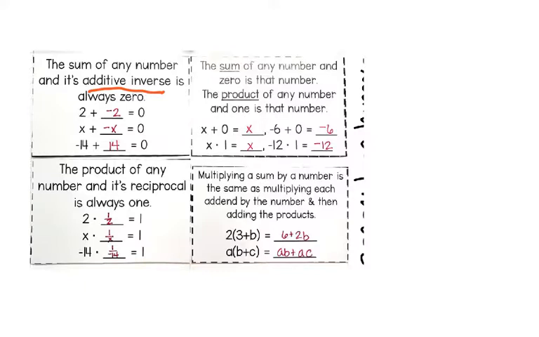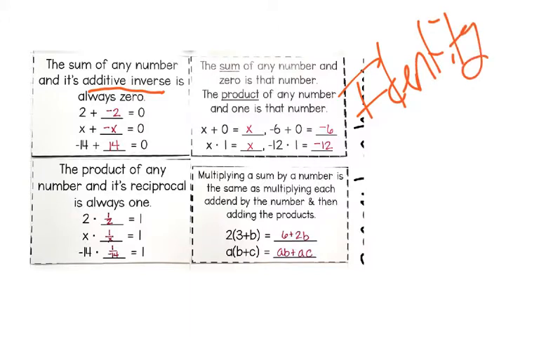Okay, so here we have the sum of any number and 0 is that number. The product of any number and 1 is that number. Okay, so this is what I just went over with identity property. So that one is your identity property, what we just talked about.